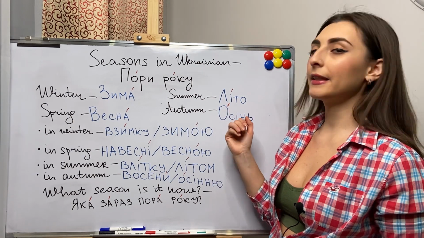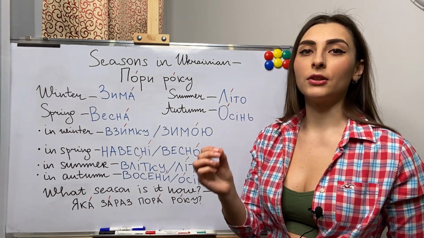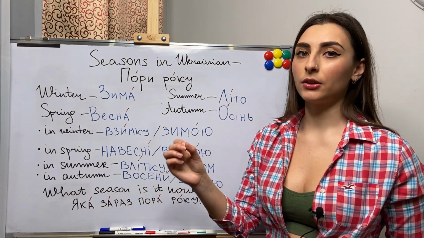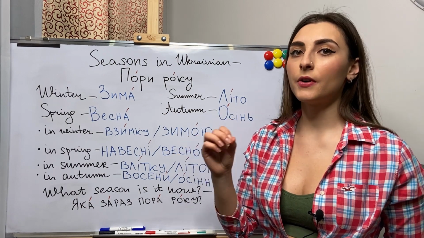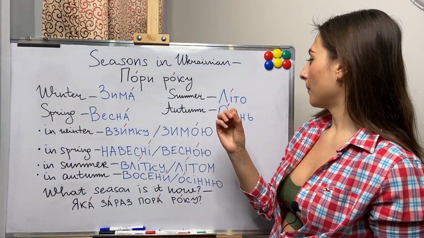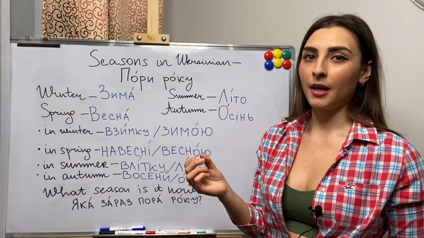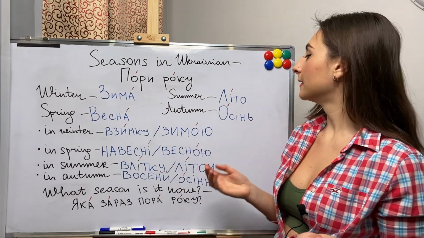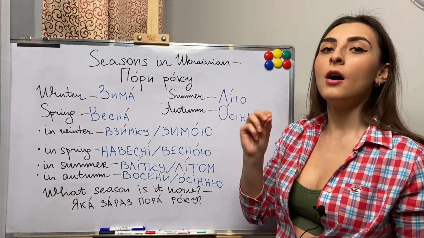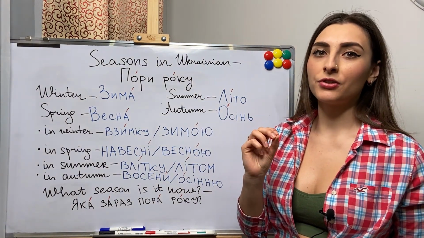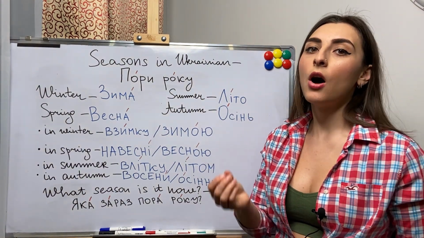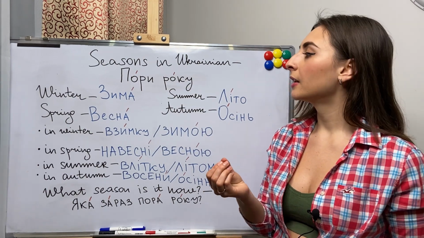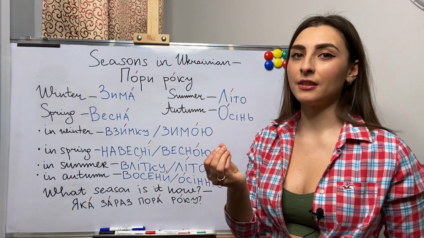Okay, and how to say summer in Ukrainian language? Summer, літо. The stress is on the first syllable. Літо. And the last word is autumn or fall, is осінь. We put the stress again on the first syllable. Осінь. Repeat after me. Осінь.